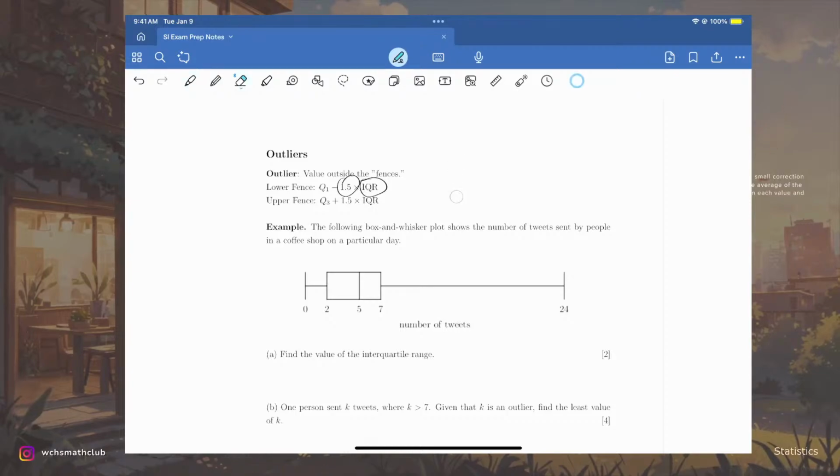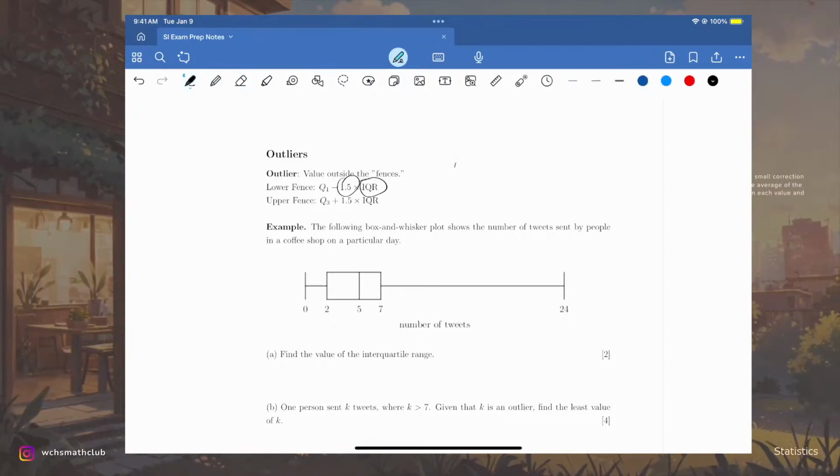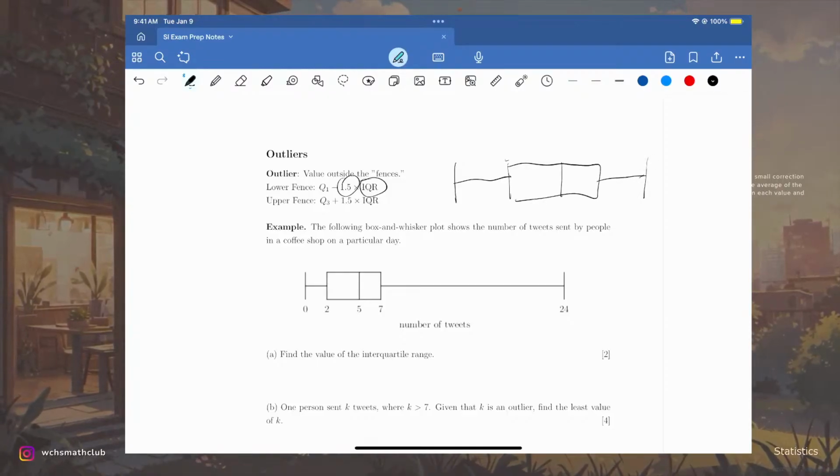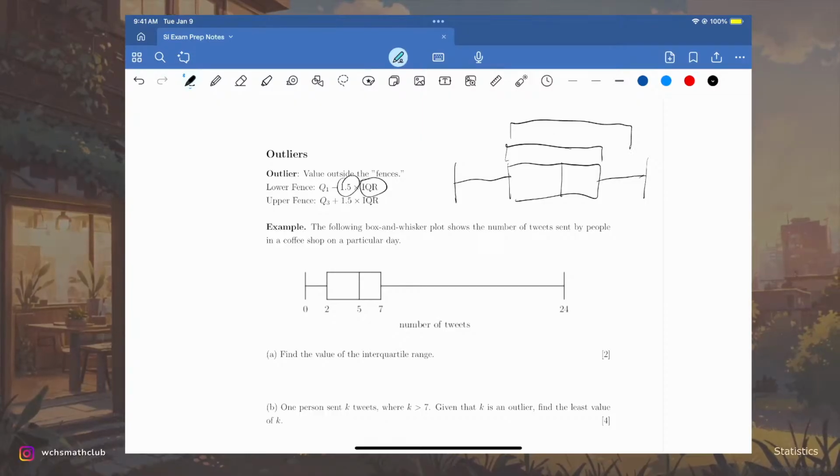So what that might look like is if you have maybe a plot like this, you have the interquartile range here, and then you got 1.5 of that, so it'd be around this size, and then it'd be above the third quartile and below the first quartile.